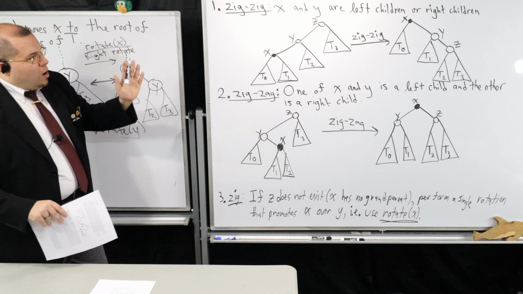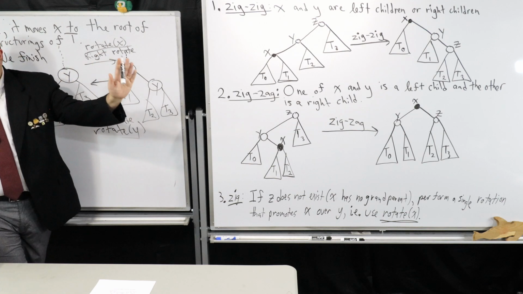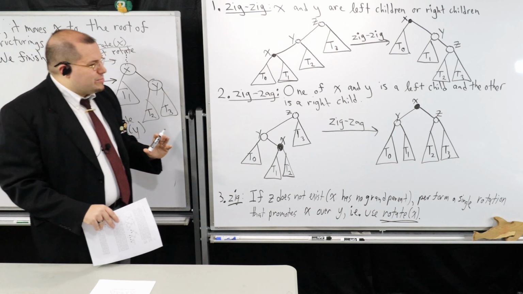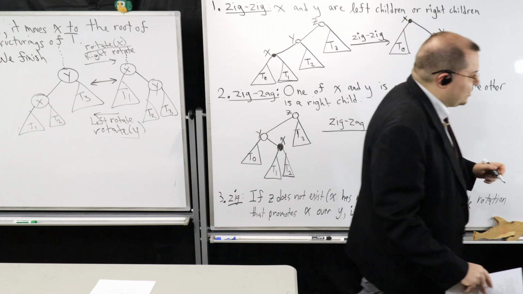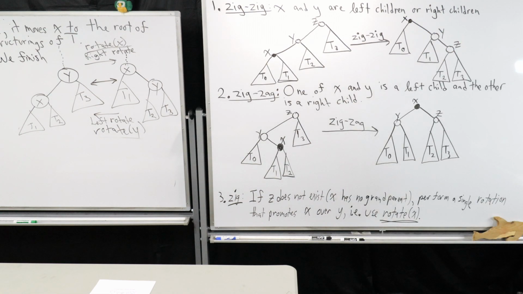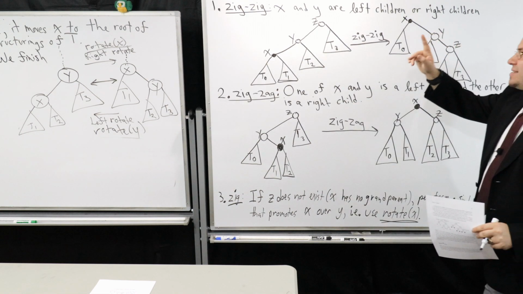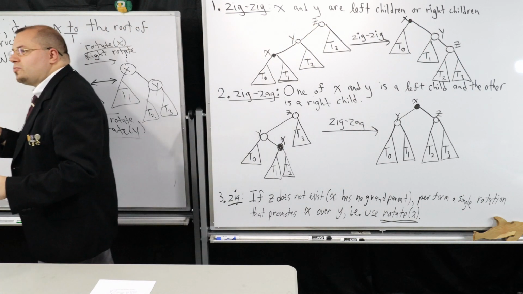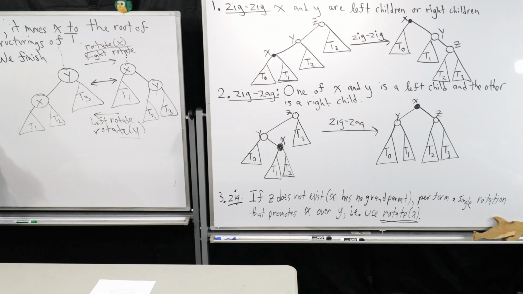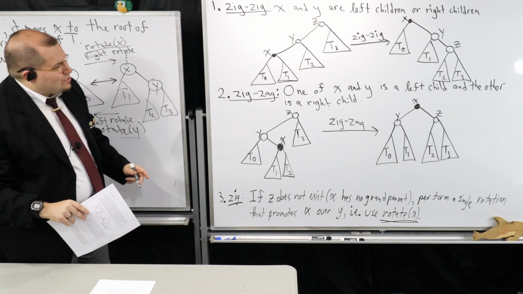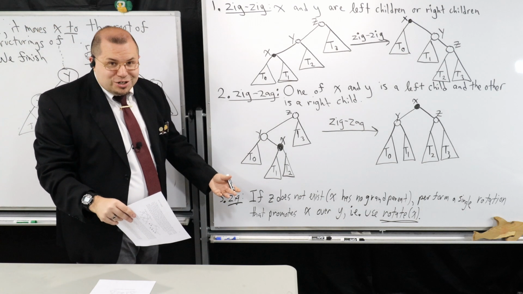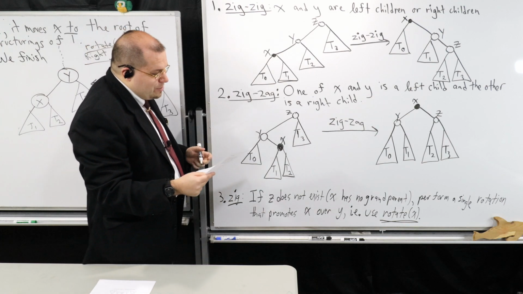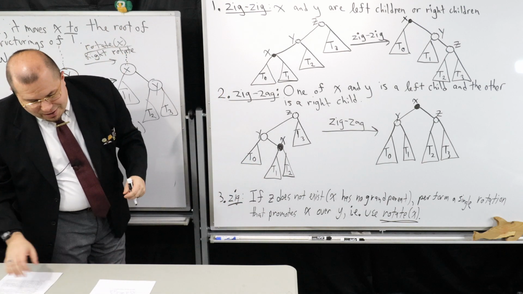whether x and y are on the left or on the right. This is very similar to how things worked in the AVL tree. So in the zig-zag, it's that x and y are both left children or they are both right children. So the way the zig-zag works is I'm going to do a double rotation. And now the way I do the double rotation is as follows.